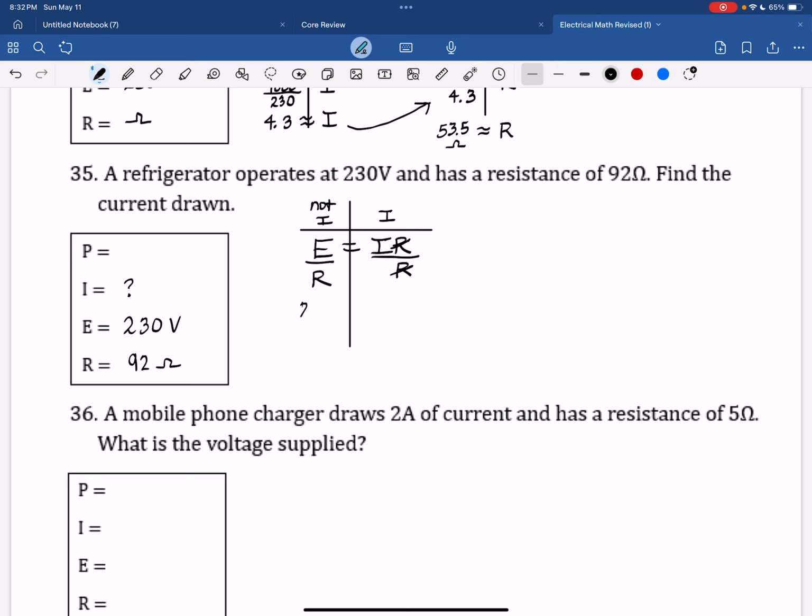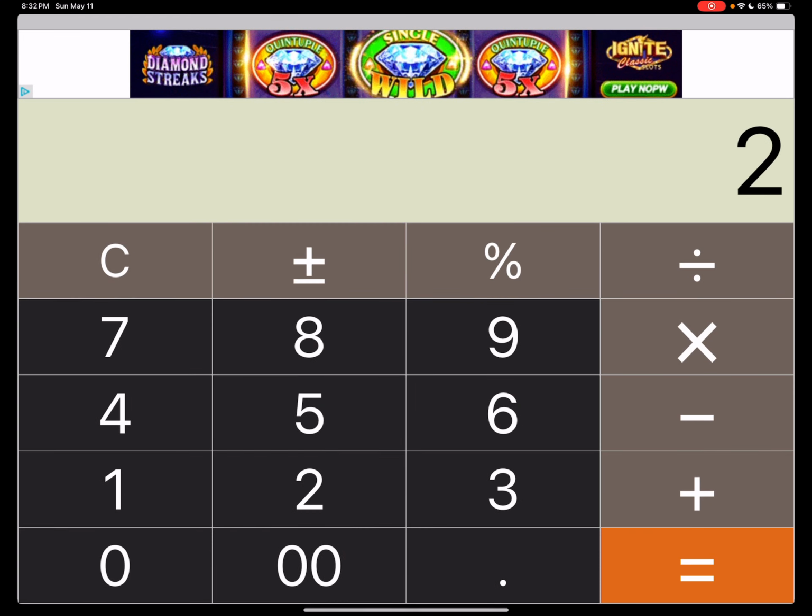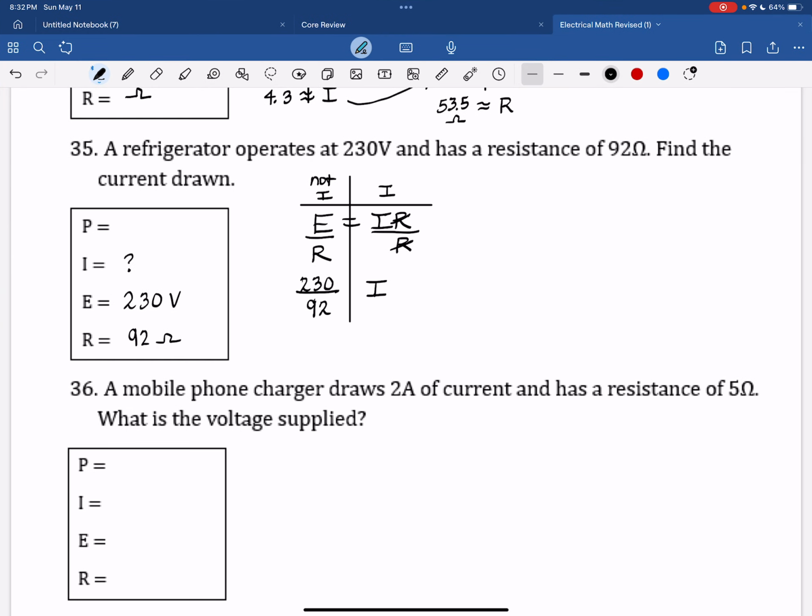So E is 230, R is 92, and that will give us I. So 230, and I'm going to do all clear this time, divided by 92 is 2.5. So I is 2.5 amps.